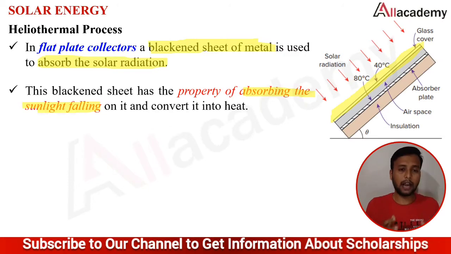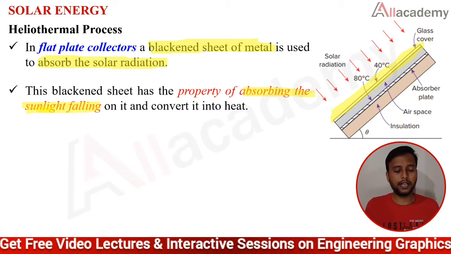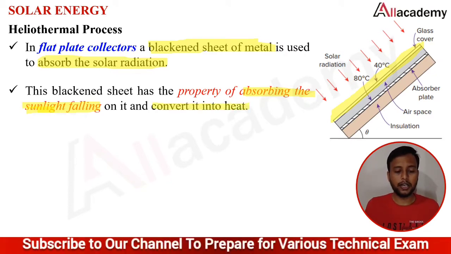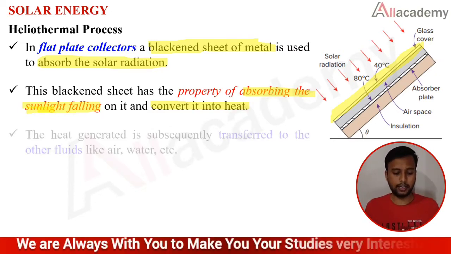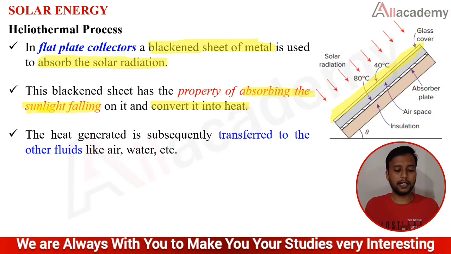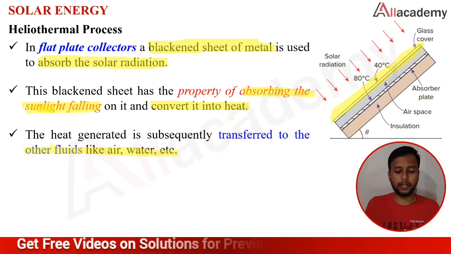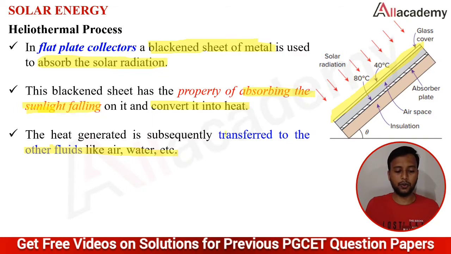The sheets which have good absorbing properties are used as sunlight or blackened sheets, and they should also convert these absorbed rays into heat. So along with this absorption, it should convert the absorbed radiation into heat. Now the heat generated is subsequently transferred to other fluids. Whatever heat is generated is transferred to other fluids.